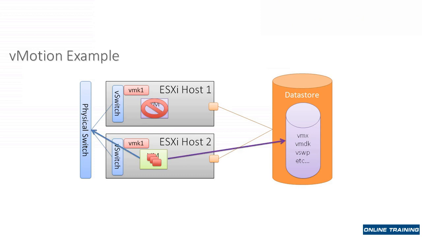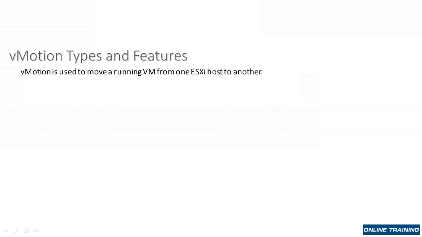And now we've successfully vMotioned the virtual machine from host 1 to host 2. And like I said, there's no outage associated with this. We do need to have vCenter in place. And you may notice a slight bump in latency while this vMotion occurs, but again, there's no noticeable outage. So vMotion is used to take a running virtual machine and move it from one host to another.